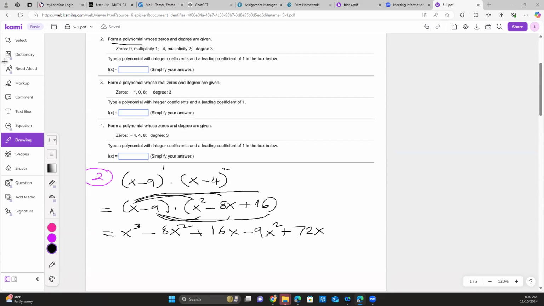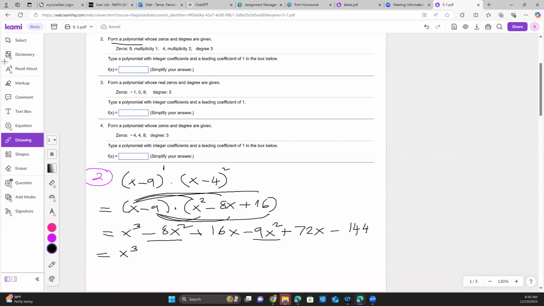And negative 9 times positive 16 is, that's a negative number. And then 9 times 6 is 54. 5 is the carry, so it's going to be negative 144. The last thing is, I'm just going to combine the like terms if there's any. We have the x cubed here, negative 8x squared and negative 9x squared. These two are the like terms.